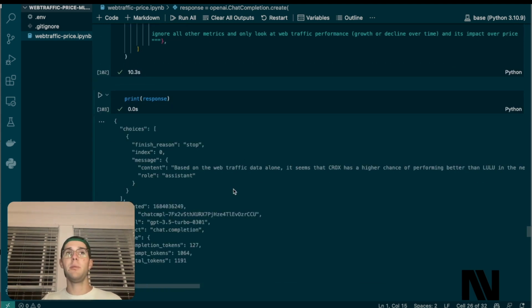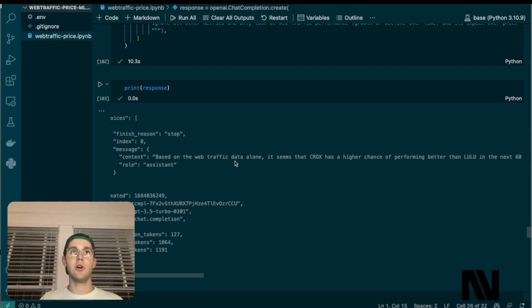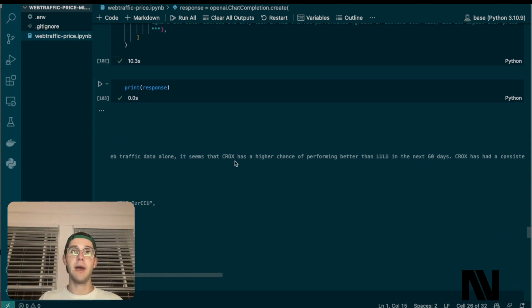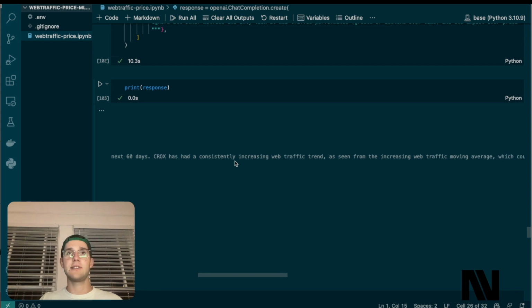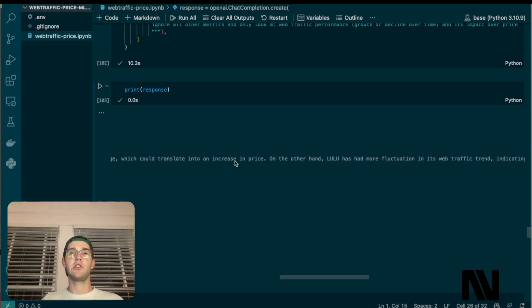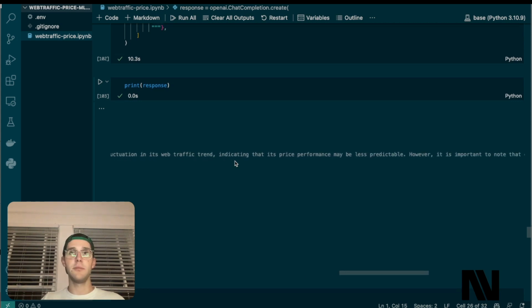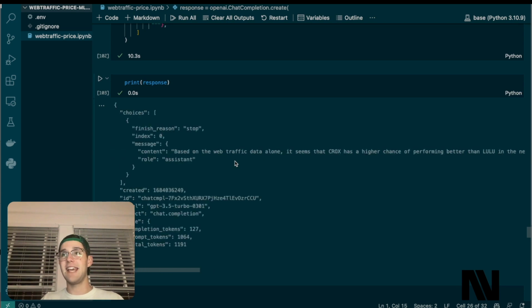And what ChatGPT came up with is it said, based on the web traffic alone, it seems that Crocs has a higher chance of performing better than Lululemon in the next 60 days. Crocs has had a consistently increasing web traffic trend, as seen from the increasing web traffic moving average, which could translate into an increase in price. On the other hand, Lulu has had more fluctuation in its web traffic trend, indicating that its performance may be less predictable. So this is really cool because, again, it's performing more detailed analysis that honestly sounds like it could have been written by some analyst looking at the data itself.